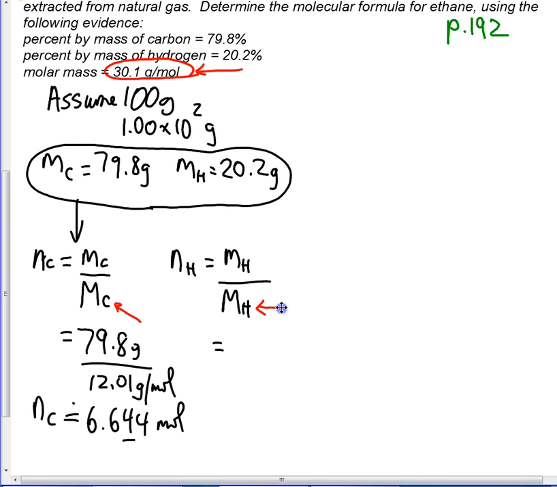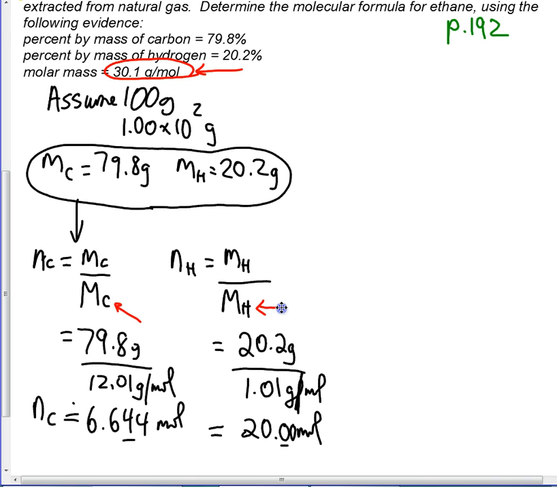The number of moles of hydrogen would be 20.2 grams, and we know that every mole of hydrogen has a mass of about 1.01 grams per mole. So we're looking at exactly 20 moles to 3 significant digits. I can carry an extra 0 here, just to remind myself that that was exact actually.